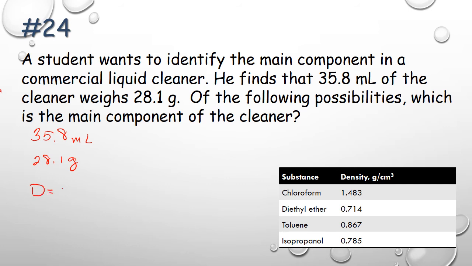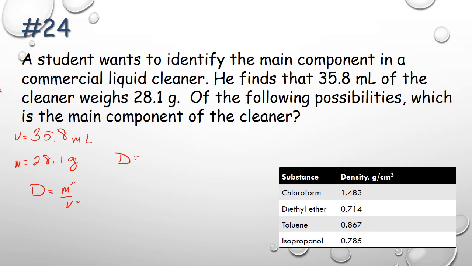Density is mass over volume. Which one of these numbers is mass? Well, if you said grams, you win the prize. And milliliters is volume. You have to know that, folks. Do I have mass? Yep. Do I have volume? Yep. Oh, good. Now I can just substitute in.